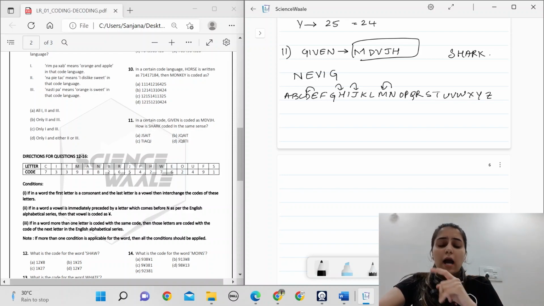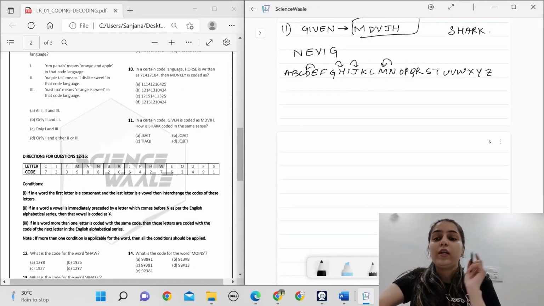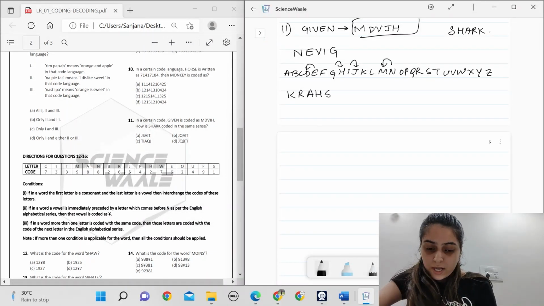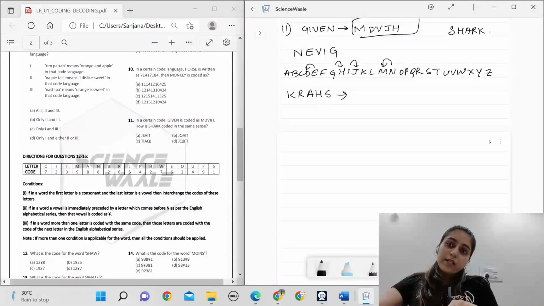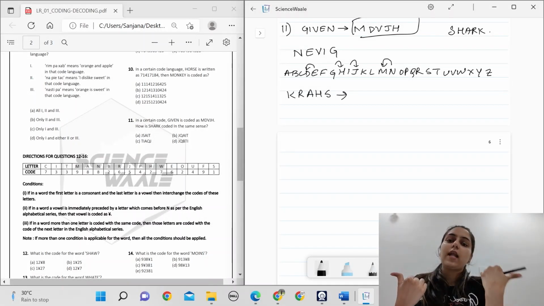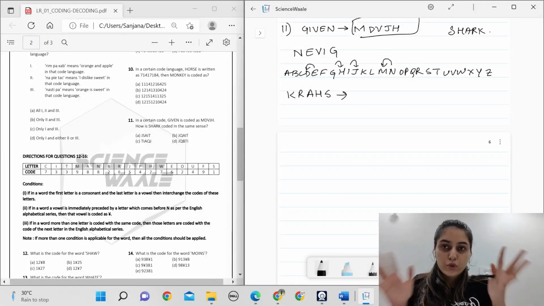Now they have asked us to find out the code for shark. So first we'll reverse the word shark and write it down. If we reverse it, the order would be KRAHS, right? So first two letters, preceding letter, middle letter as it is, last two letters, succeeding letter. That is the logic we have followed here.